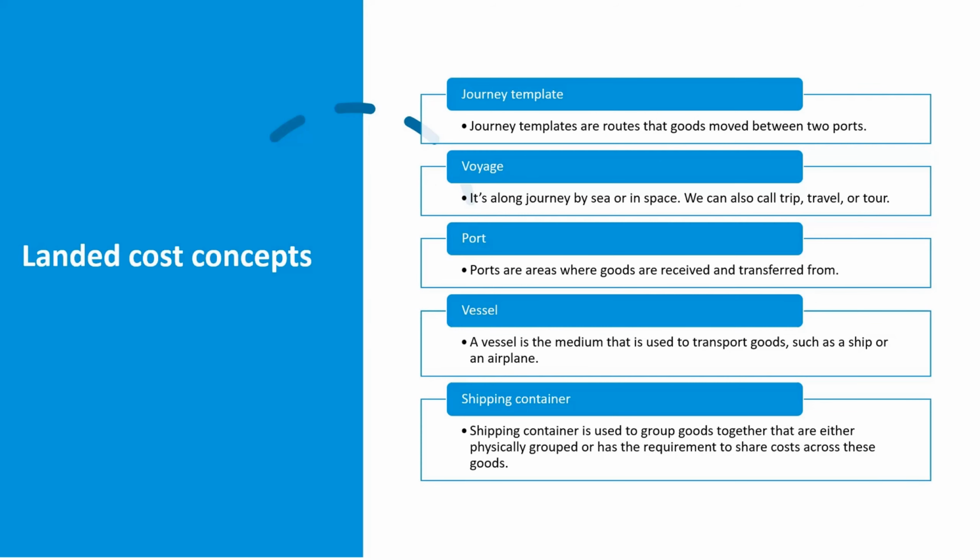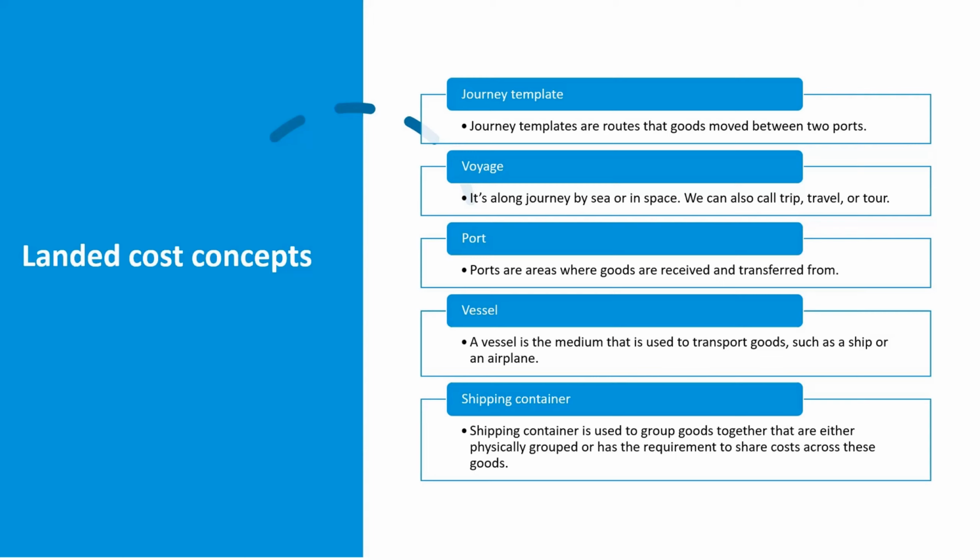Now let's map this scenario into the landed cost concepts and terminology. The journey from Ningbo, China to Auckland, New Zealand, we can call it a journey template. The journey templates are the routes where the goods are being moved between two locations or two ports. The journey itself, we can call it a voyage, or trip, travel, or a tour. So the voyage is a long journey, perhaps by sea or in space.